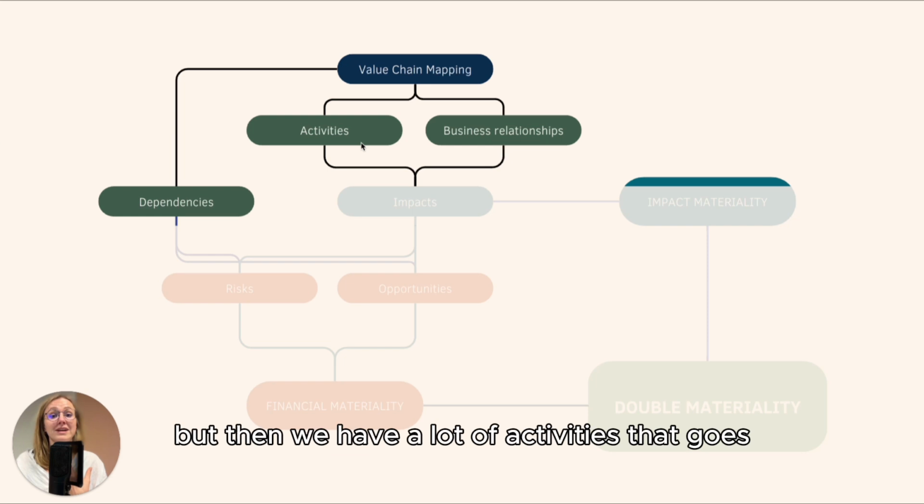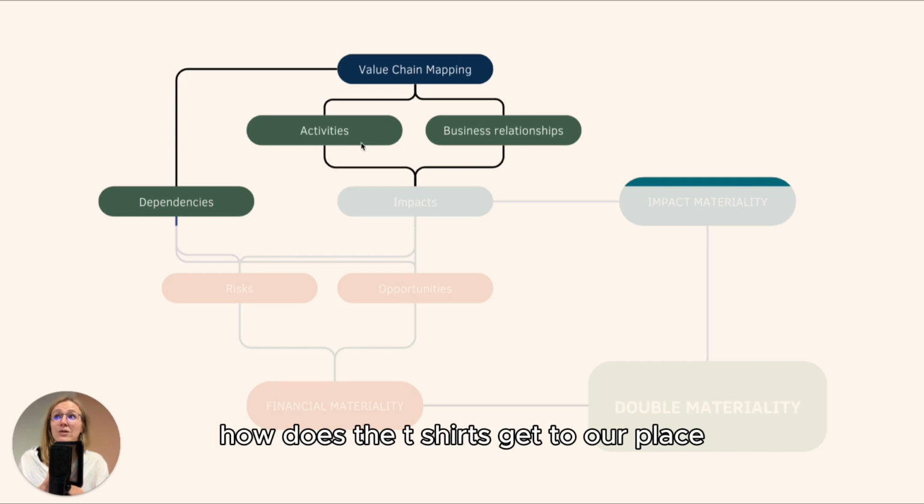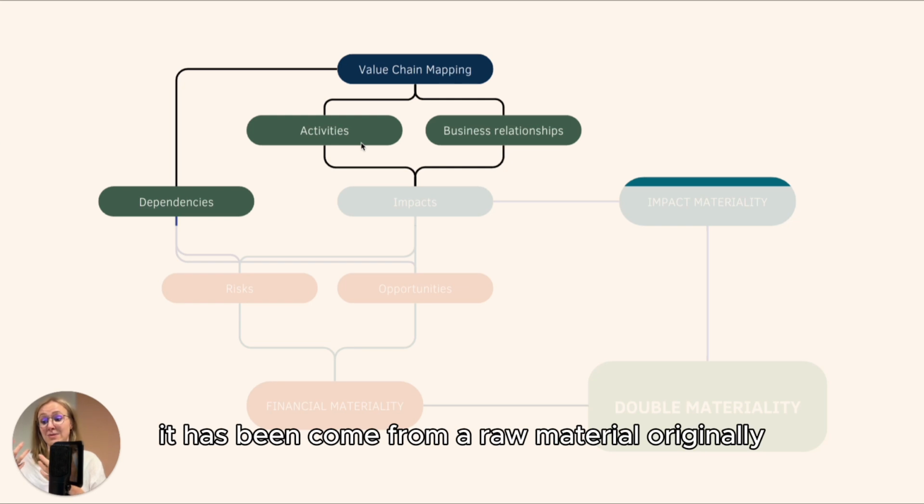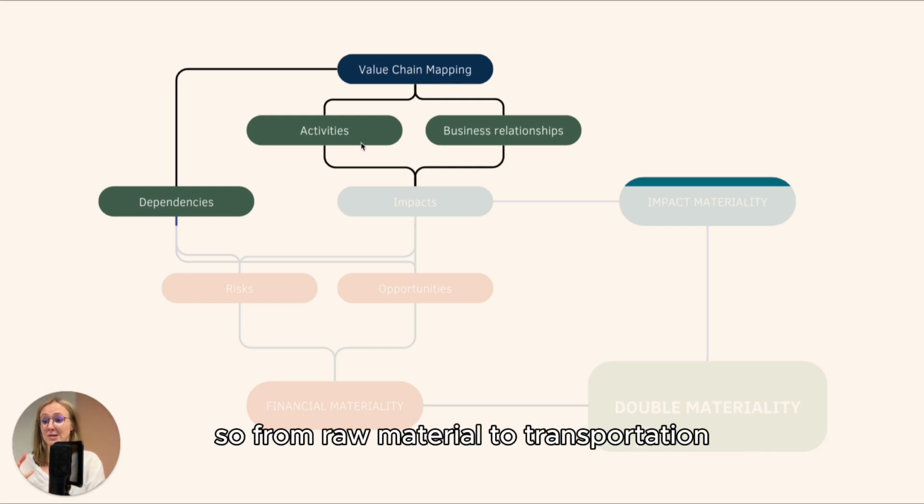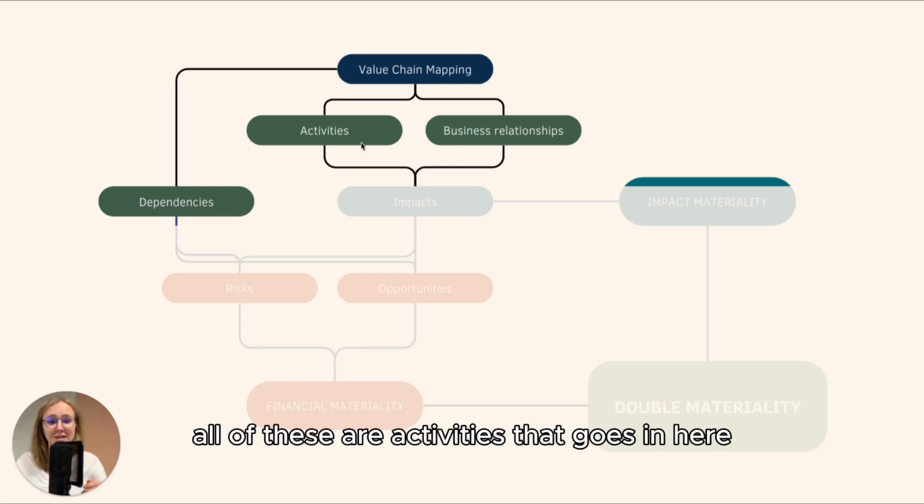But then we have a lot of activities that go upstream in the value chain. So we have to look at, how do the t-shirts get to our place? What has happened before that? It has probably come from a raw material originally. So from raw material to transportation, to cutting, to dyeing, all of these are activities that go in here.